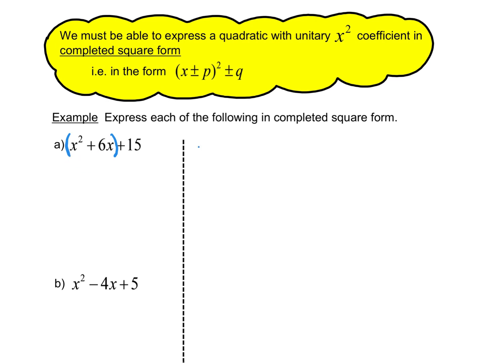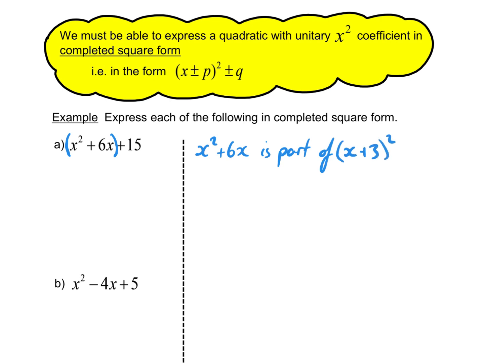So I'm going to write what's in the bracket there, x squared plus 6x is part of, and you'll remember in the last slide we said, well, if I've got this x squared plus 6x in my expansion, then it must have come from x plus 3 all squared.